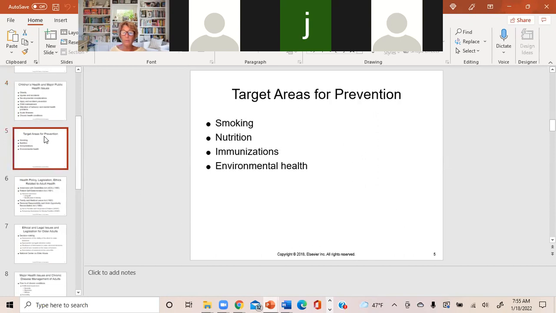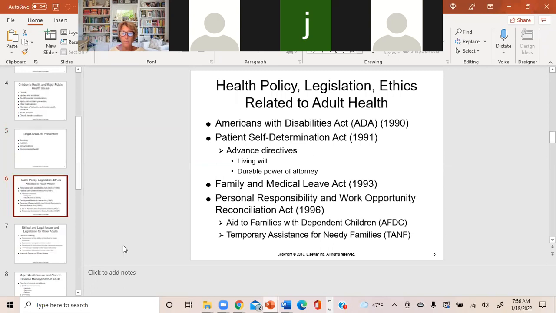Right, so what target areas do we want to maybe do some prevention with regards to that group? All right, smoking, nutrition, prevention areas, teaching about environmental health and immunizations, nutrition, smoking. Okay, we need to know about these. Okay, health policy legislation, you are going to get asked, let's see.